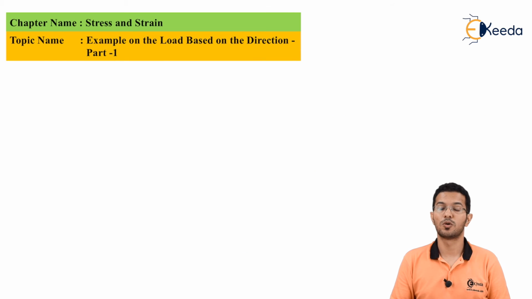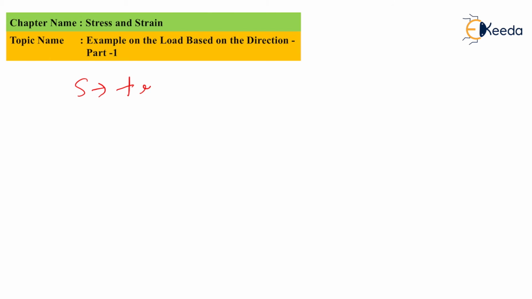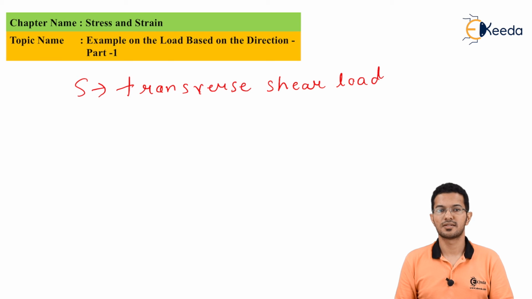Now, let's talk about load S. Load S is acting parallel to the surface and passes through the longitudinal axis. Hence, load S is transverse shear load. Similar to load S, load T is also acting parallel to the surface and passes through the longitudinal axis. Hence, load T is also transverse shear load.